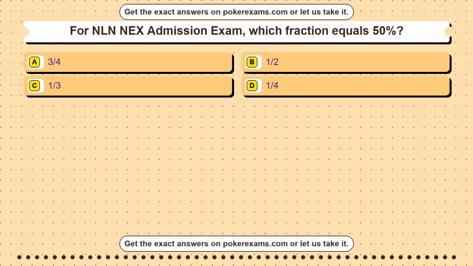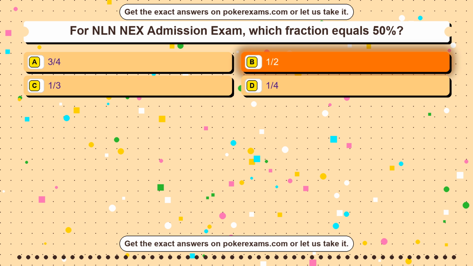Question 12. For NLN NEX Admission Exam, which fraction equals 50%? Option A, 3/4. Option B, 1/2. Option C, 1/3. Option D, 1/4. The correct answer is option B, 1/2.